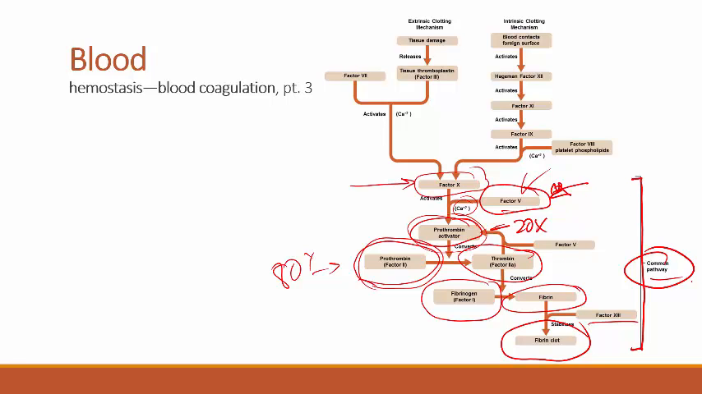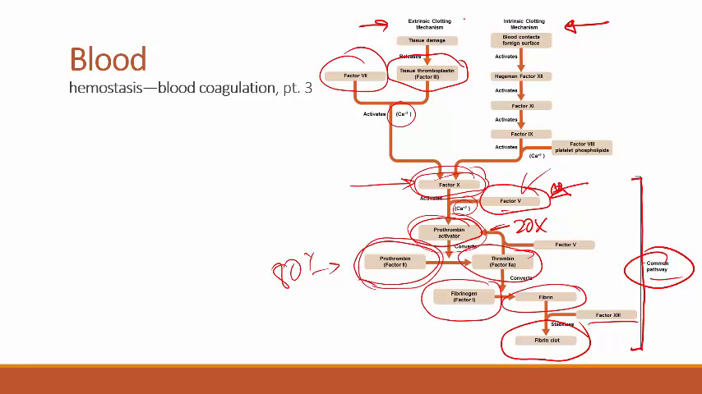There are two mechanisms for getting into this common pathway, for producing lots of factor X. There is the extrinsic clotting mechanism and the intrinsic clotting mechanism. Extrinsic clotting mechanism occurs when damaged tissues release factor III. It's called tissue thromboplastin. Factor III works as an enzyme that will take factor VII and convert it into factor X if calcium is around.